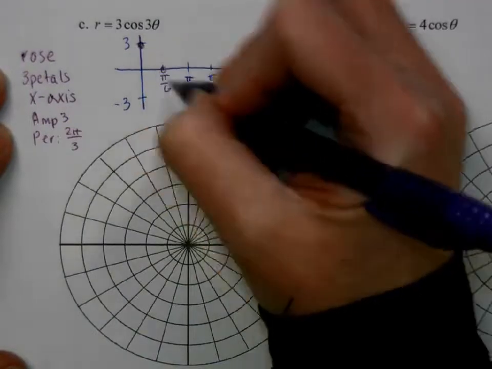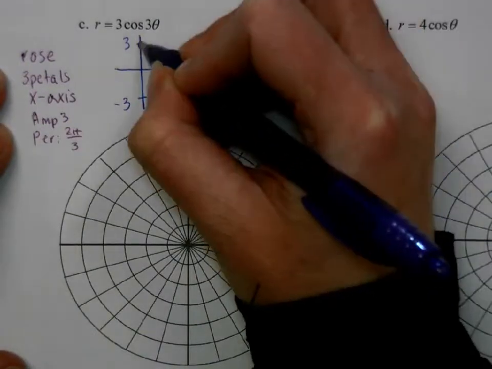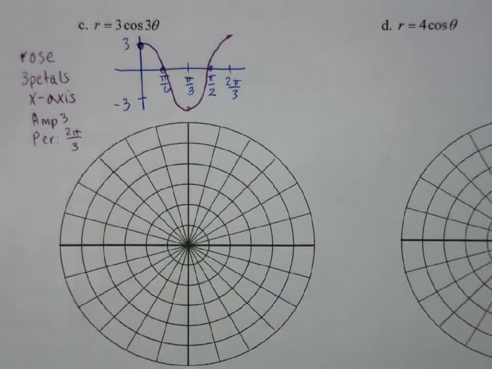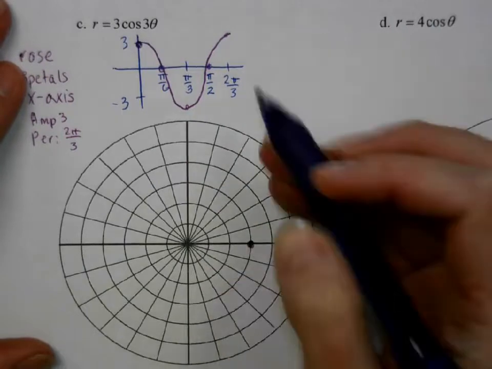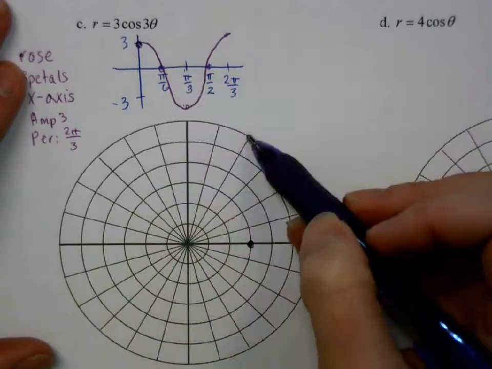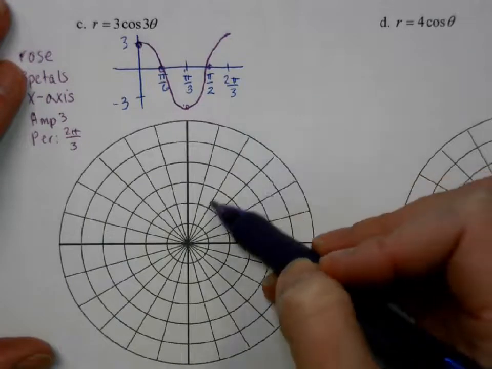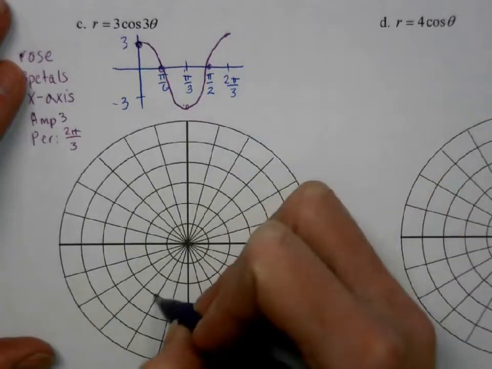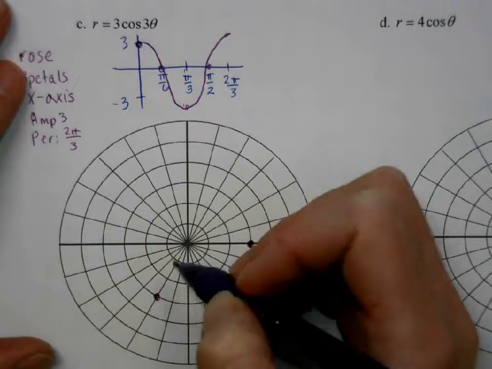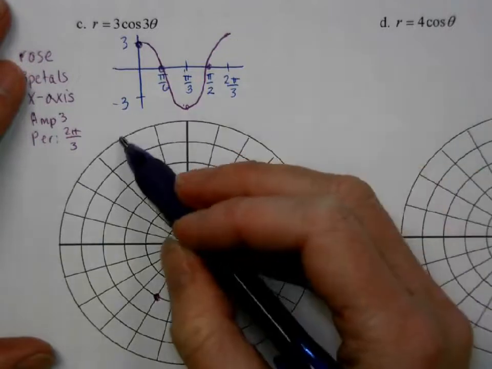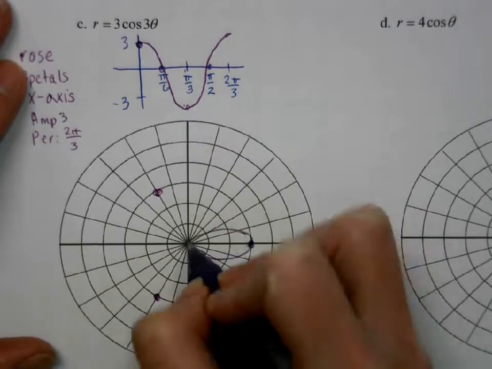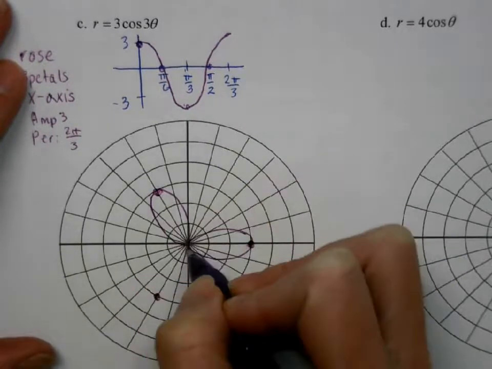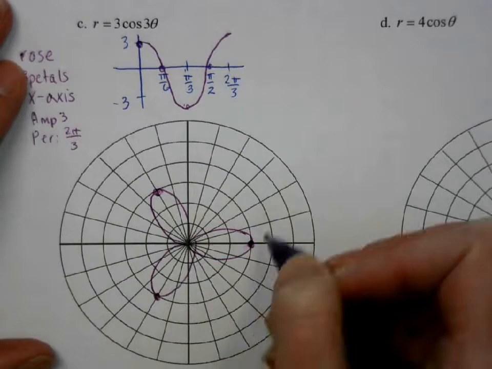We're looking for 3 petals, and we have them. So at 0 degrees, we're out at 1, 2, 3. At pi over 3, which is here, we're at negative 3. And then at 2 pi over 3, we're out at 3. Okay, they should always be the same distance apart from each other. So if you end up with like 2 that are closer together, that's not going to be correct.